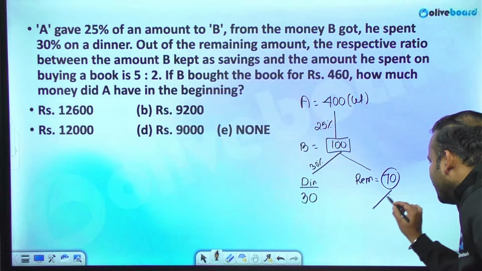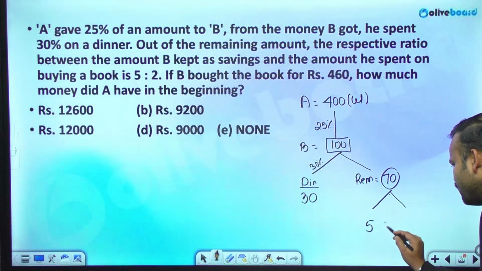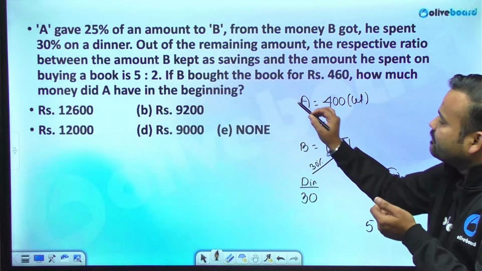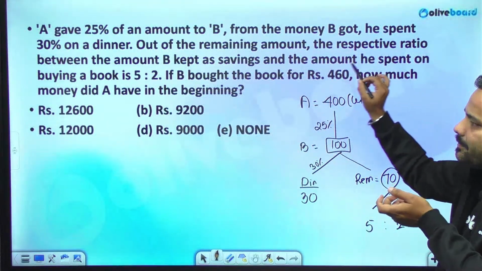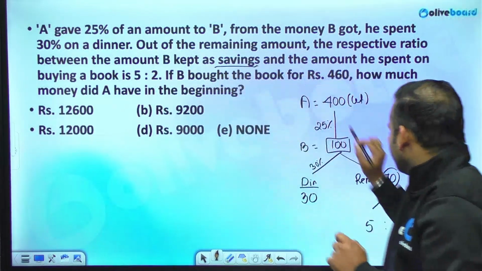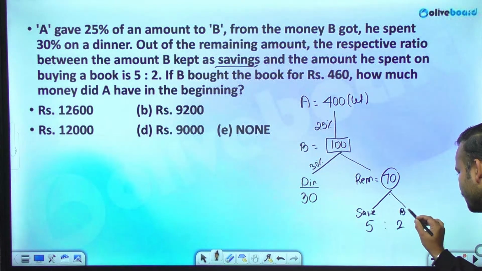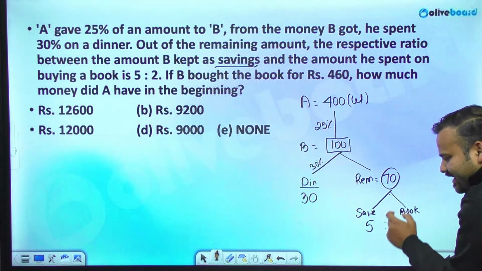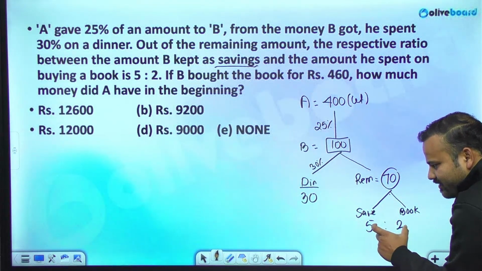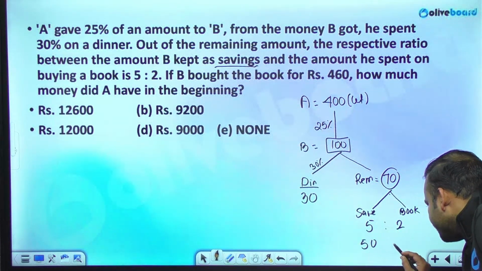Out of this 70 rupees, what is B doing? He is distributing this amount in the ratio of 5:2, between the amount he kept as savings and the amount he spent on buying a book. So bifurcate this 70 in 5:2. 70 is distributed among 7 parts. If 7 parts are equivalent to 70, each part is equivalent to 10. So this is 50 and this is 20.